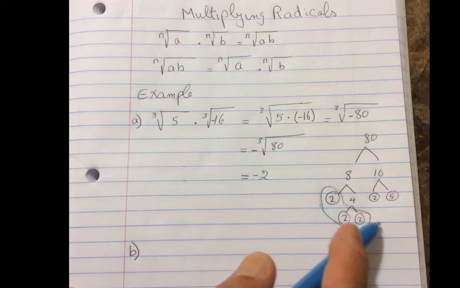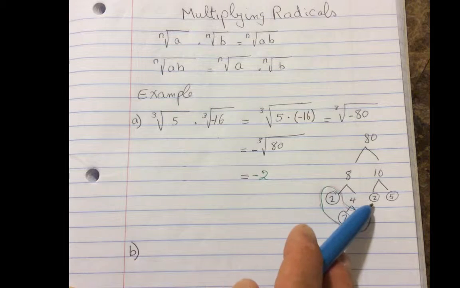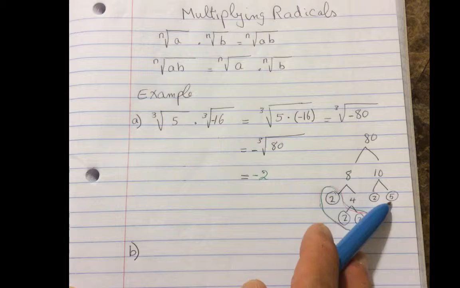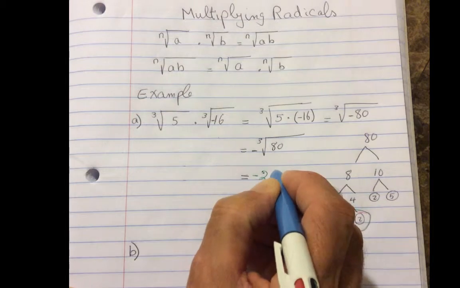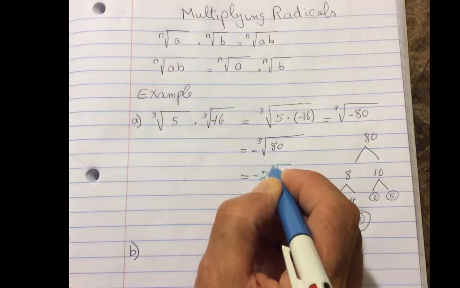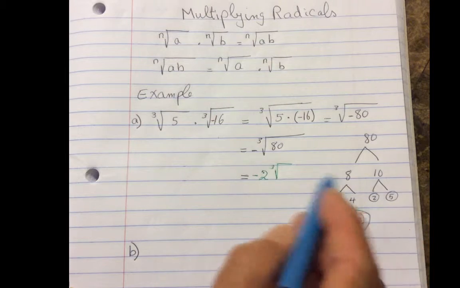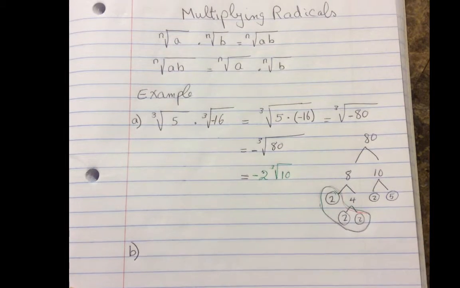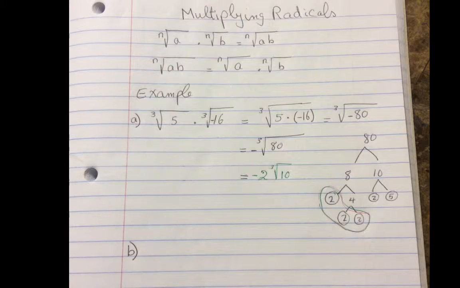Are there any other groups? Actually, this 2 has no other 2's, the same with the 5. So what's going to be inside the cubic root is the 2 times the 5. And we are done with this problem.